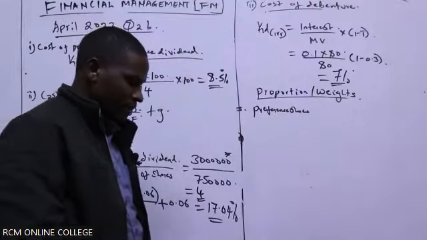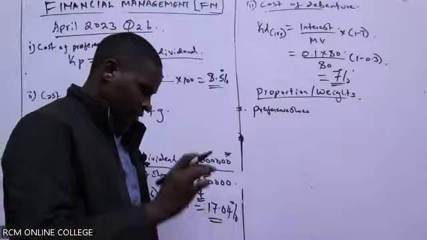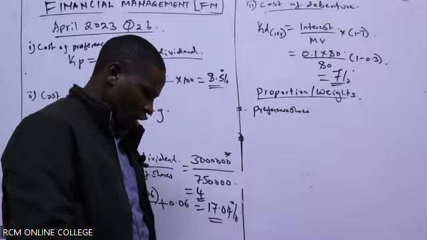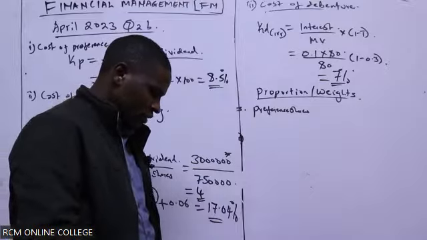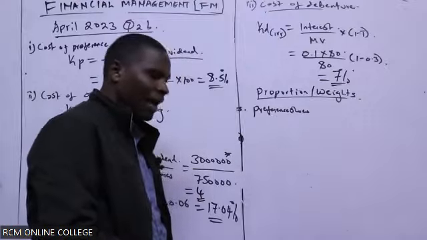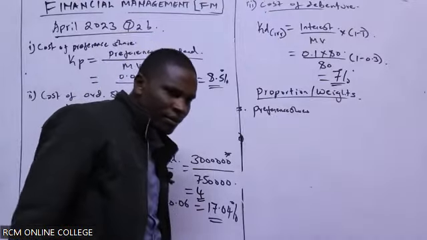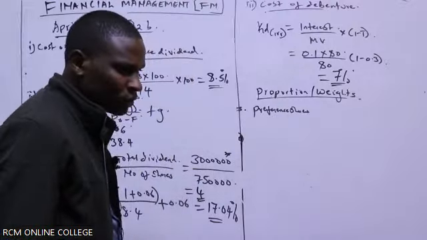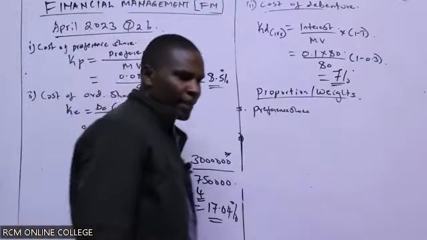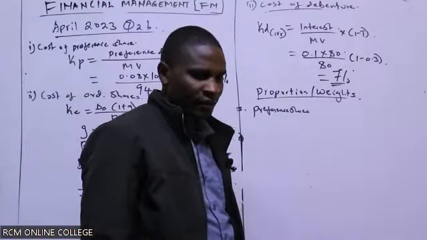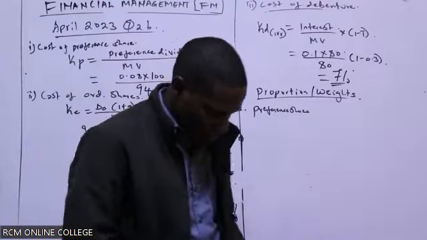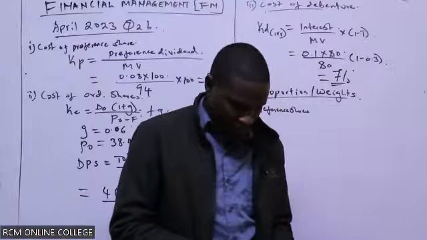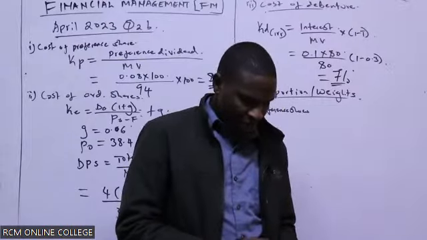I can see that the par was how much? The par was given as 8%. No, 100. The 80 is the current price. Sami anauliza swali mzuri. So Sami tuangalie pale vizuri. The current price is 80.